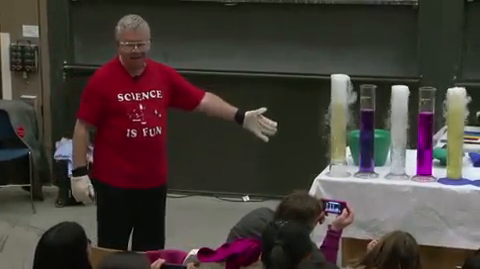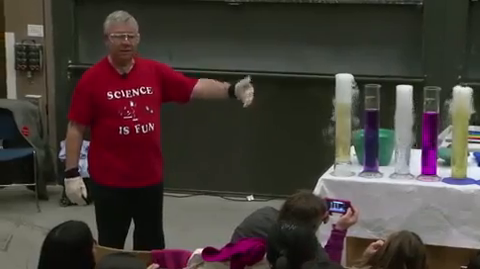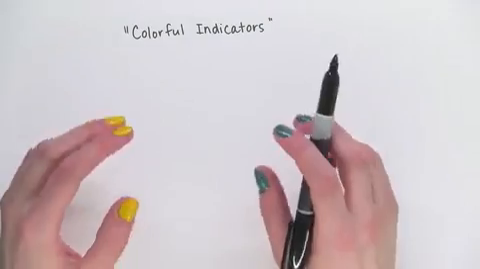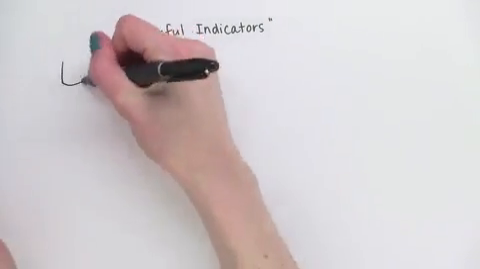So these are dyes that change color when the pH of the liquid changes. All right, so let's break down what's happening in these cylinders. There's 6 of them.